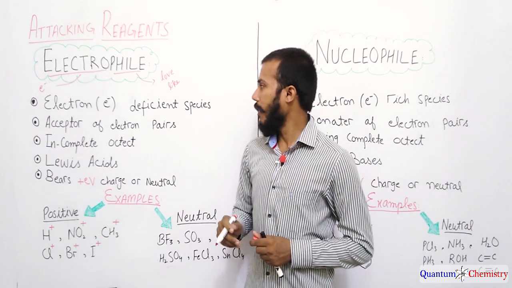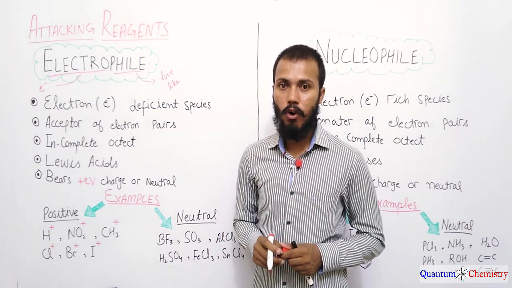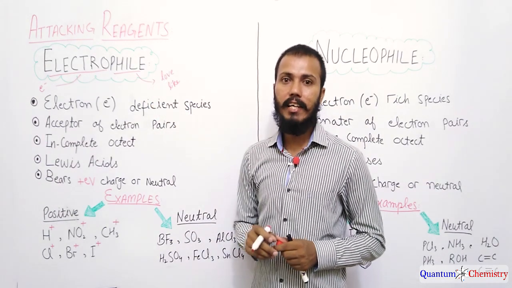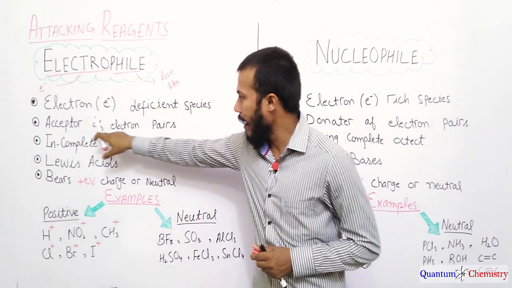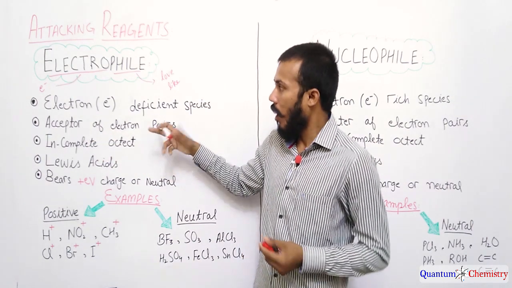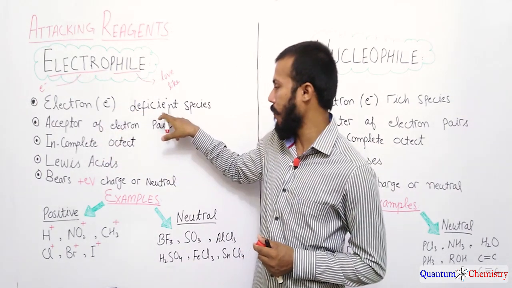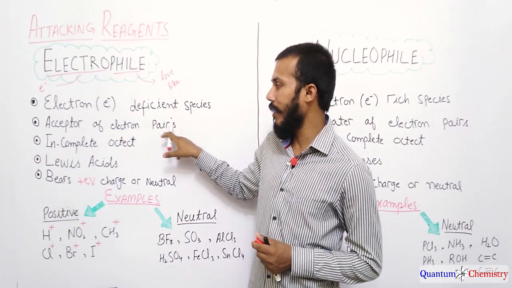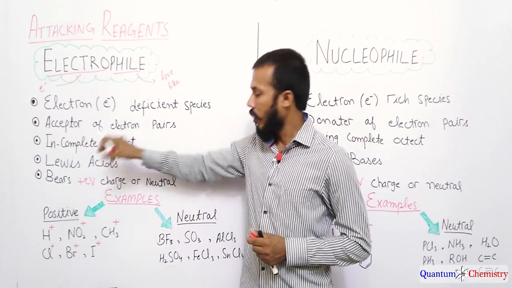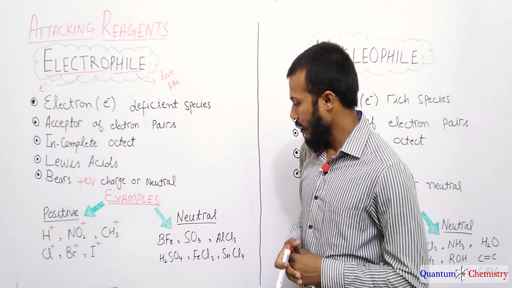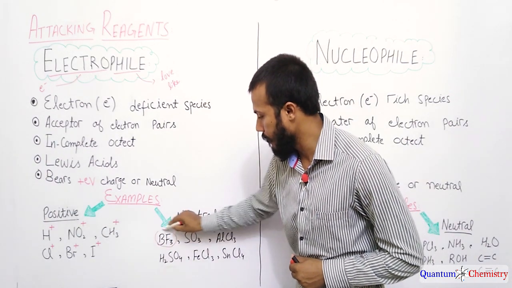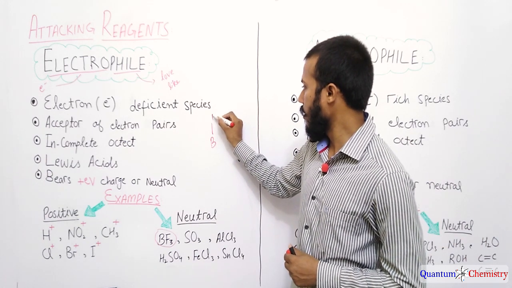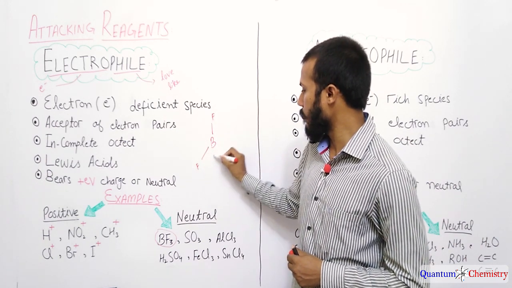Understand that electrophiles have a deficiency of electrons, therefore they attract electrons to compensate for their deficiency. They are the acceptors of electron pairs. When they are deficient in electrons, they can accept electron pairs, and they have an incomplete octet. Now first we discuss this with the help of BF3, boron trifluoride. It has a trigonal arrangement.